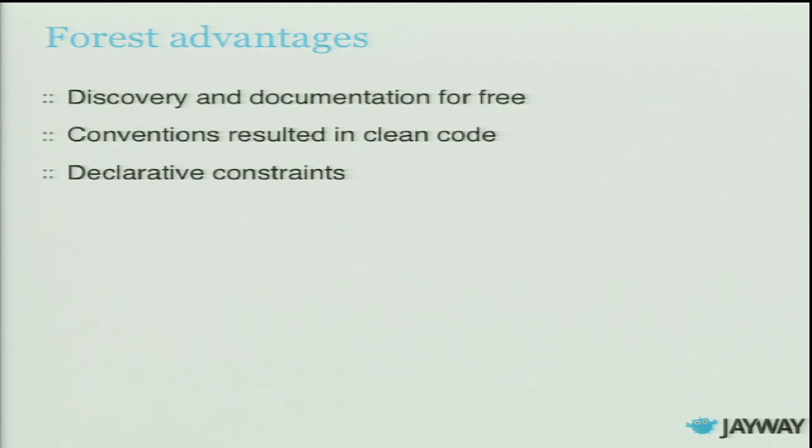Also, the conventions gave us very clean code. You don't have all kinds of annotations in the code. It's basically Java code and very readable. And the declarative constraints really are a huge benefit, because that's what Hypermedia APIs are really all about, being able to enable and disable links all the time depending on the state.